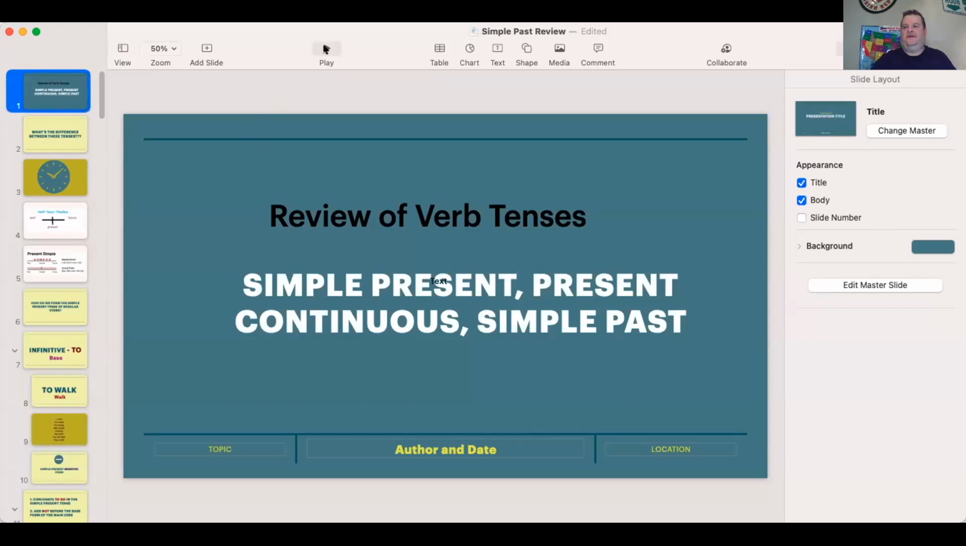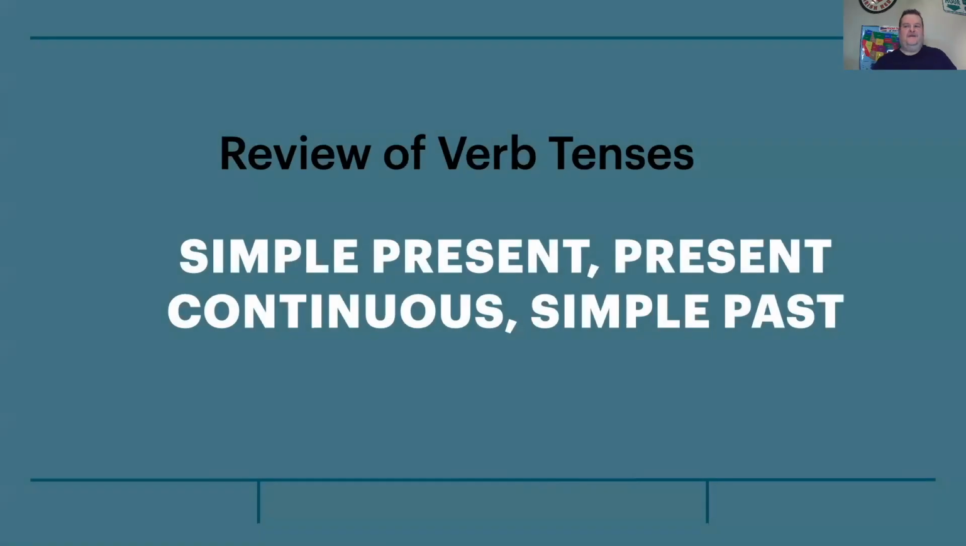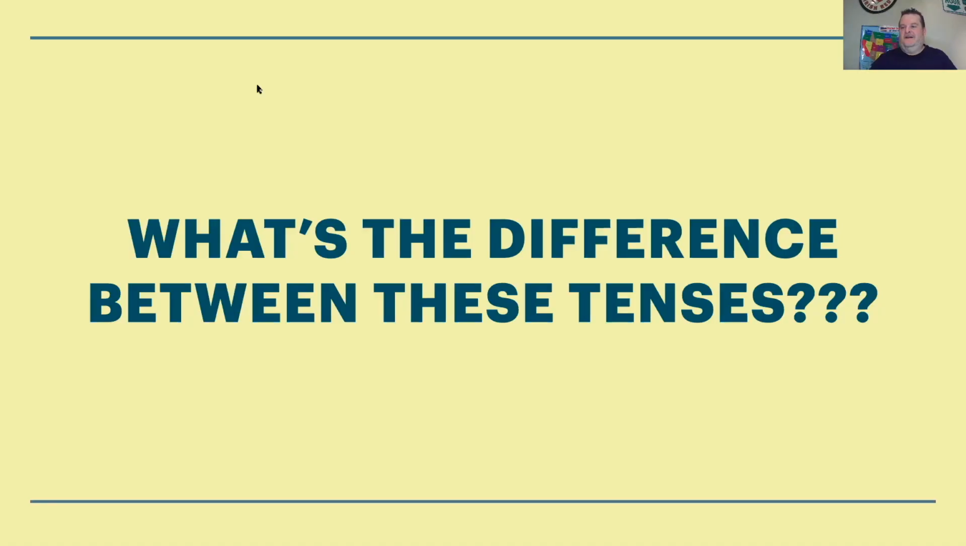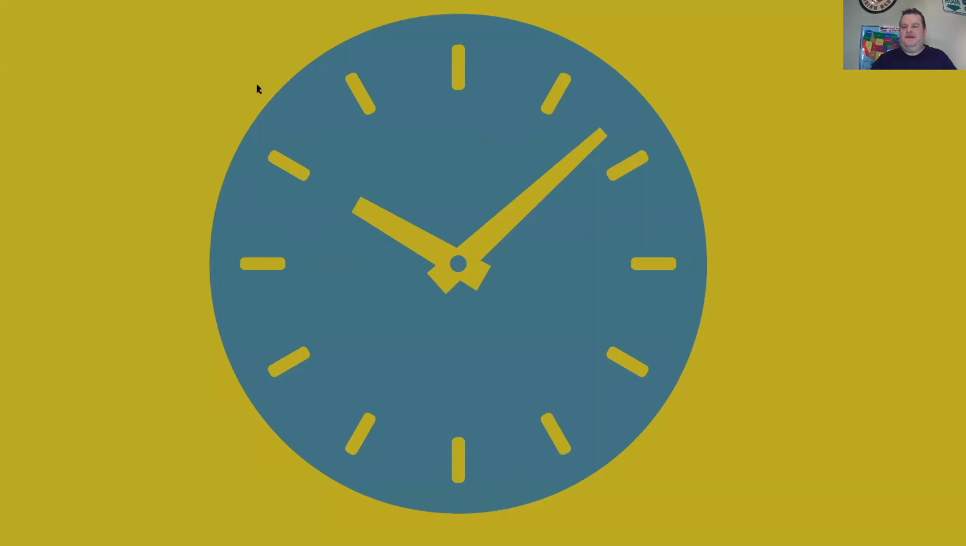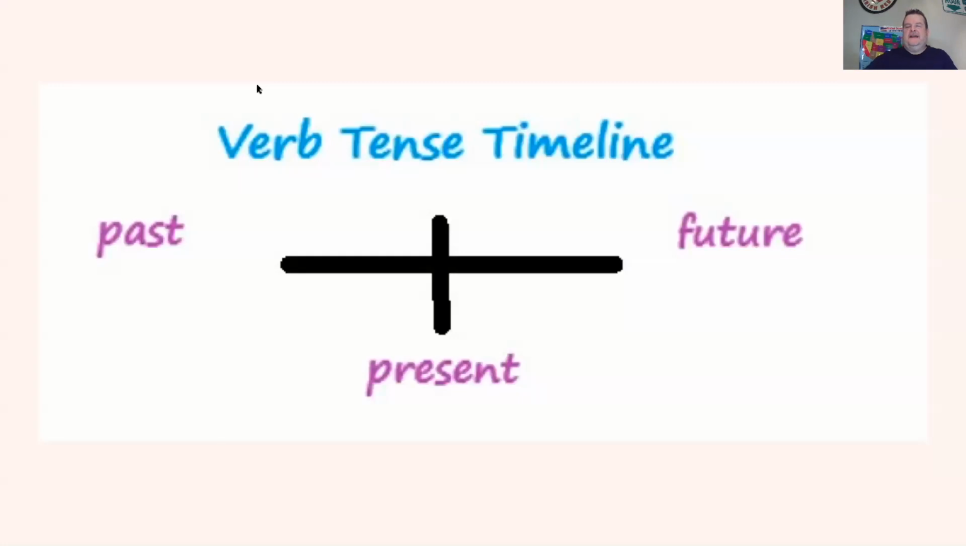So here we go. Here's our review of the simple present, present continuous, and simple past tenses. Now, what's the difference between these three tenses? It's pretty simple. It all has to do with time. It's about time. So to get a visual sense of this, we can look at these tenses on a verb tense timeline.